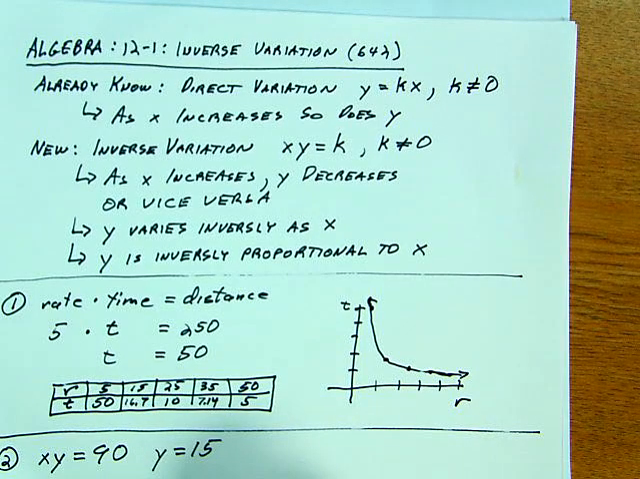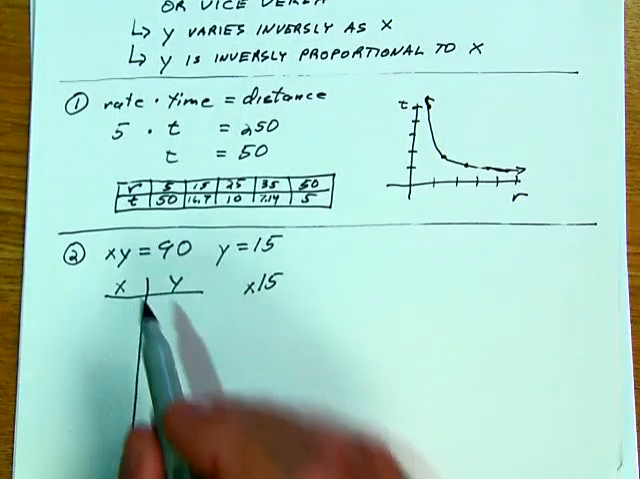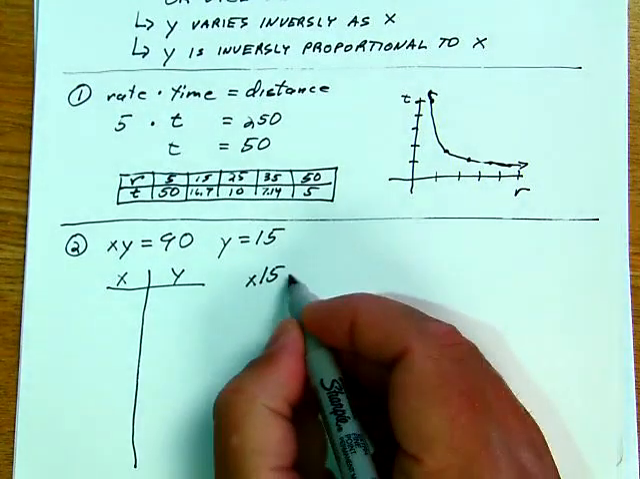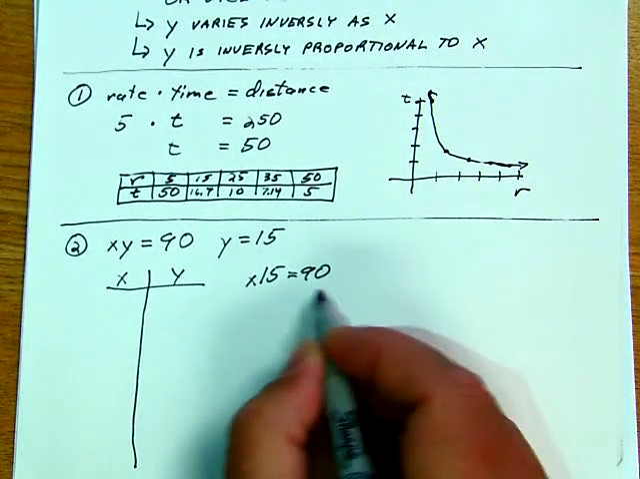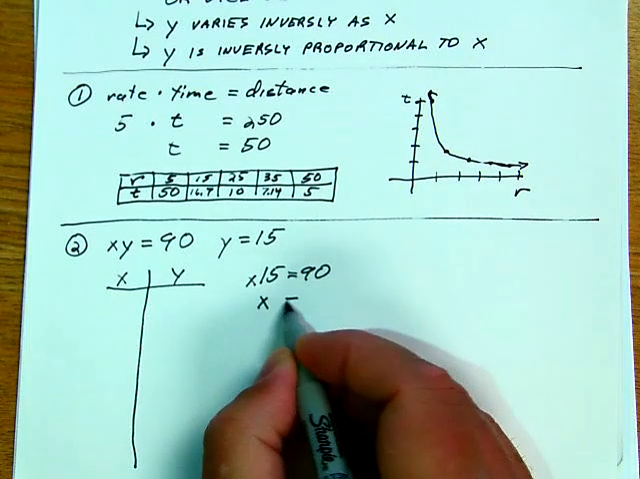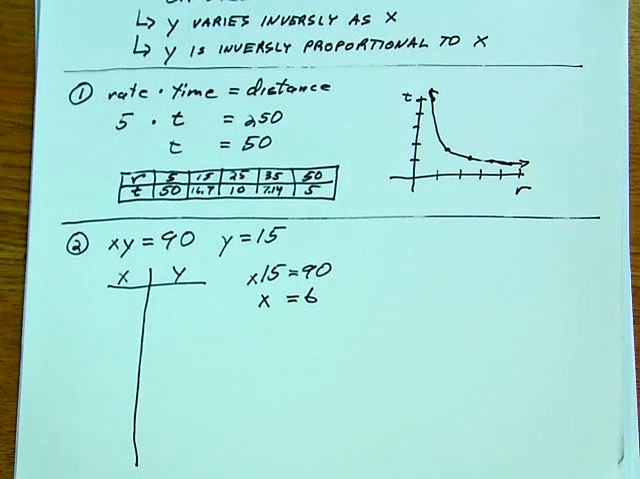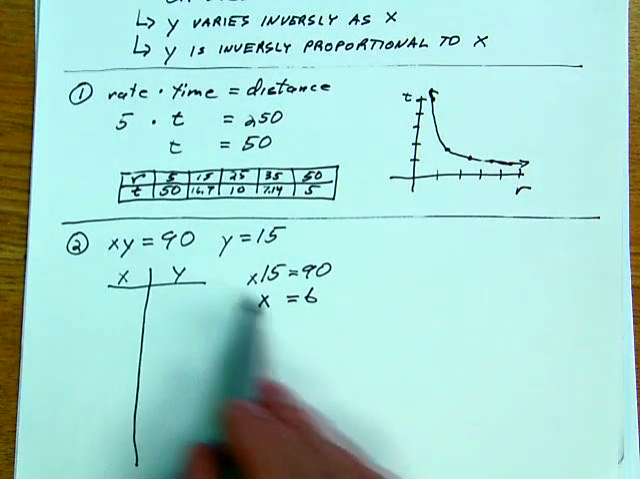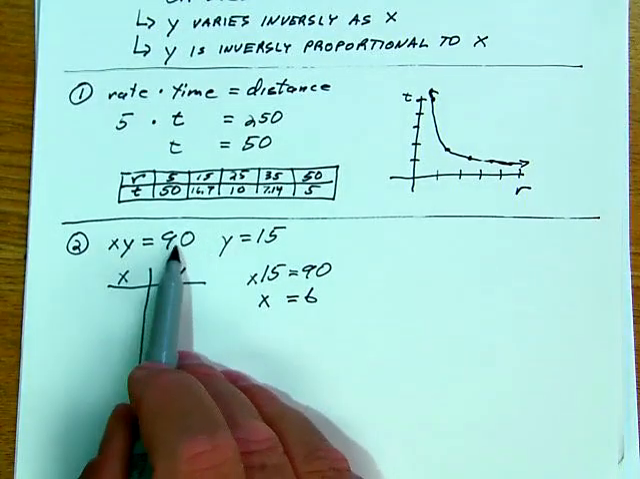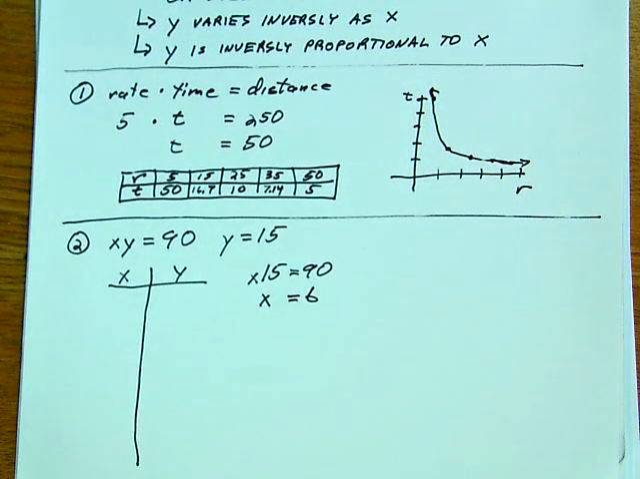And let's solve that first one. Okay? Let's say we got 15 times x. So I've just substituted the 15 in for where the y was. Excuse me, I haven't done the chart yet. And it equals 90. So I'm going to divide both sides by 15. And I find out that when y is equal to 15, x has got to equal 6. Because the 90 is constant. Stays the same all the time.